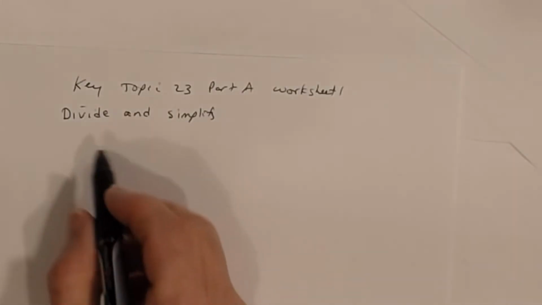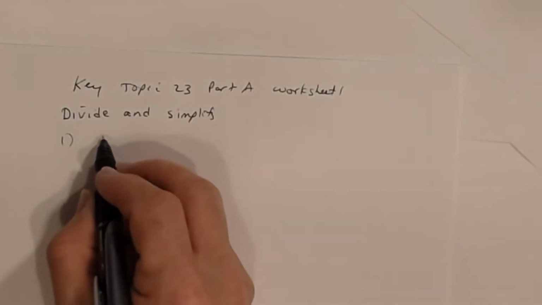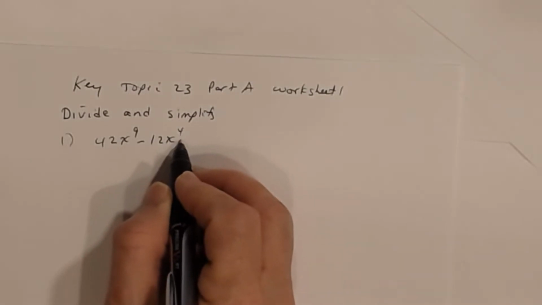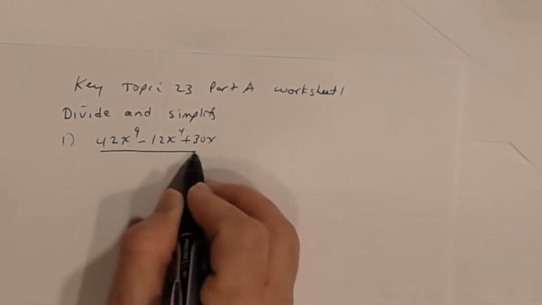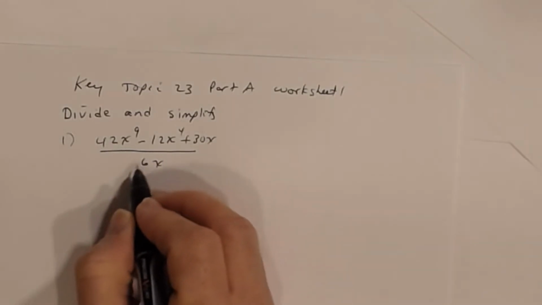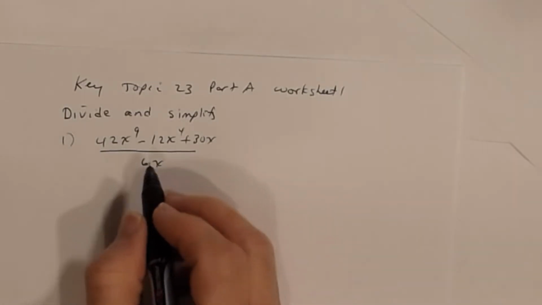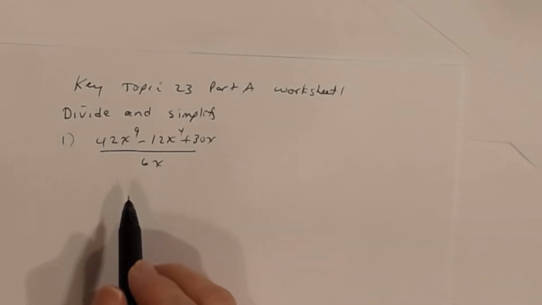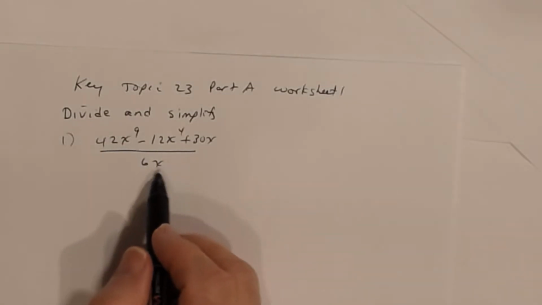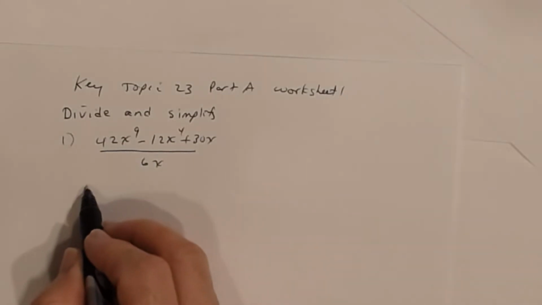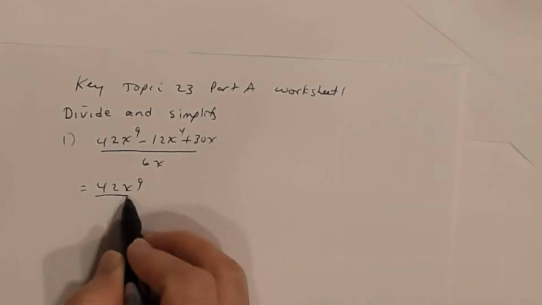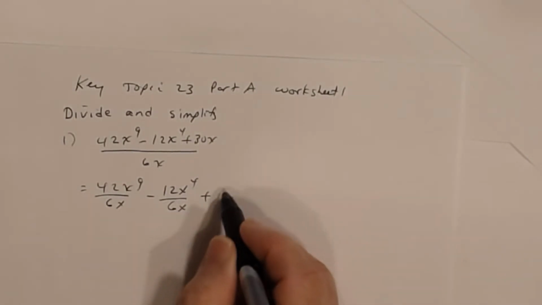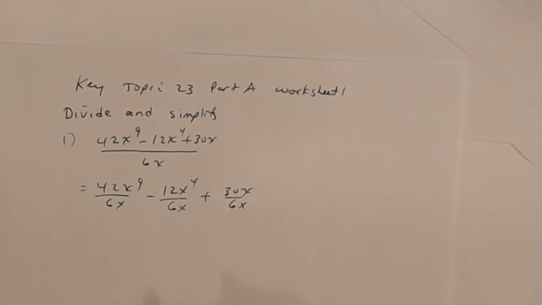So I'm going to go ahead and rewrite this. Here's number 1. You have 42x to the ninth minus 12x to the fourth plus 30x, divided by 6x. Since the denominator is a monomial, we're going to take each term of the numerator and divide it by the denominator. Now, only because the denominator is a monomial. So this becomes 42x to the ninth divided by 6x, minus 12x to the fourth divided by 6x, plus 30x divided by 6x. All right, so that's your first step.